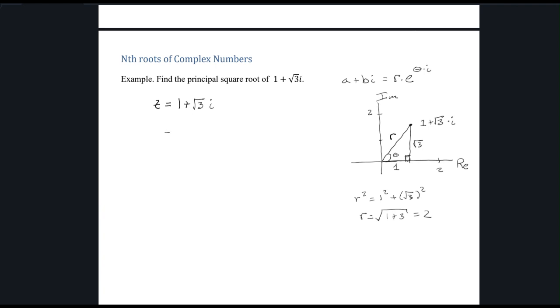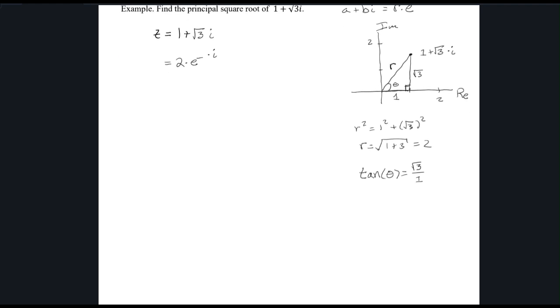So my complex number z we can write as 2 times e to the, and now we need the angle theta that we'll put in right here before saying times i. So finding theta now. The angle can be found a couple different ways now that we found r, but if I didn't have r already, I could still use the given information. We can use a tangent. The tangent of this angle is the square root of 3 over 1.